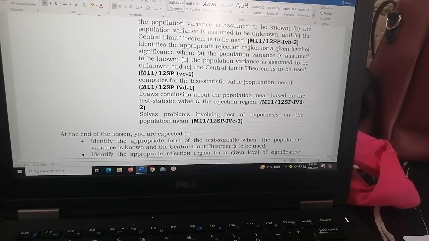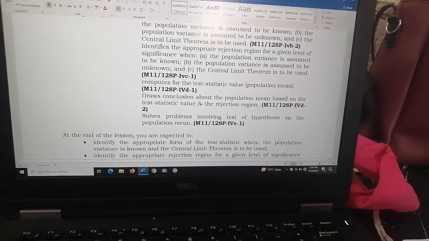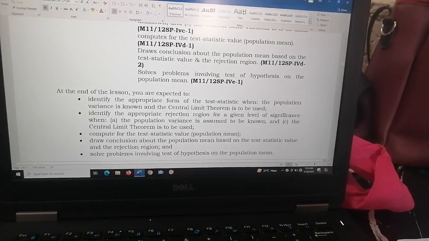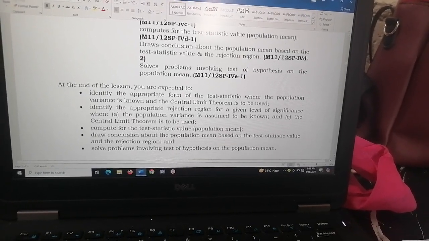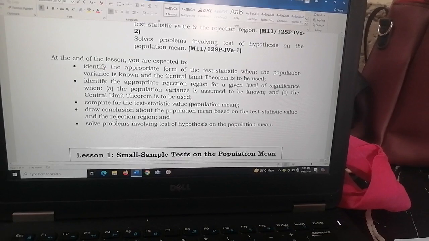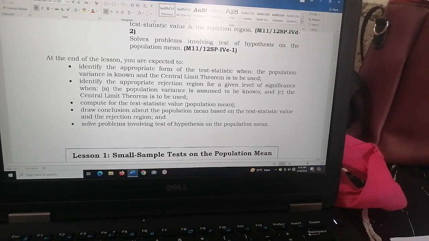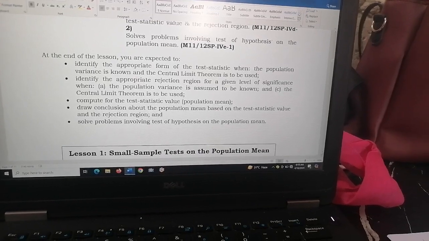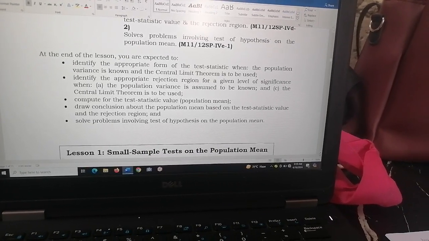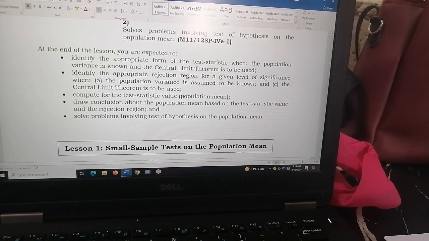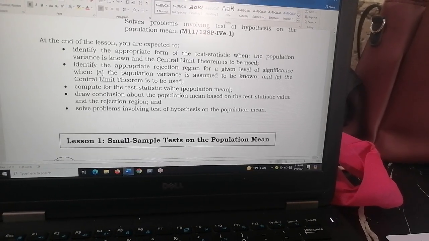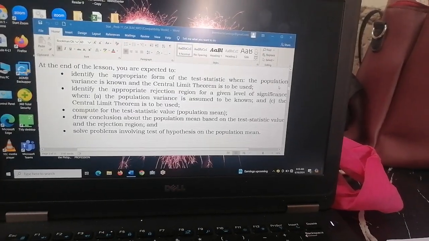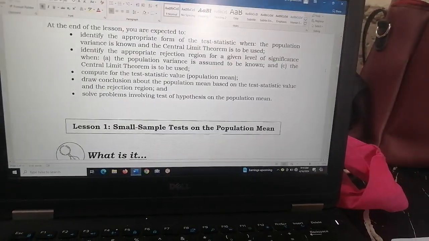Then, computes for the test statistic value on the population mean. Then, draws conclusion about the population mean based on the test statistic and the rejection region. Then, solves problems involving test of hypothesis on the population mean. So these are the objectives. It's the same as the learning competencies. So kindly read with your module.